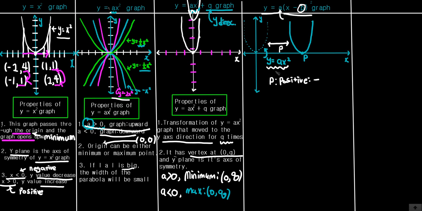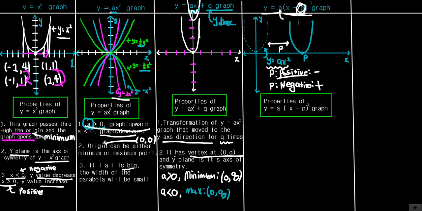And this is how we write it. And for when the p-value is negative, we write it as positive. If you look at a times x minus p squared, it is negative p, which means the p-value is going to be positive.